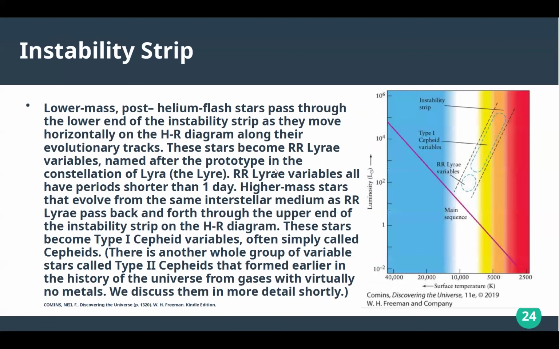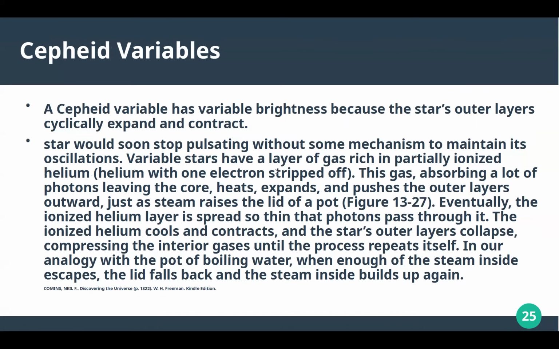Higher mass stars that evolve from the same interstellar medium as RR Lyrae pass back and forth through the upper end of the instability strip on the HR diagram. These stars become type 1 Cepheid variables, often simply called Cepheids. There is another whole group of variable stars called type 2 Cepheids that formed earlier in the history of the universe from gases with virtually no metals. We discuss them shortly. A Cepheid variable has variable brightness because the star's outer layers cyclically expand and contract.